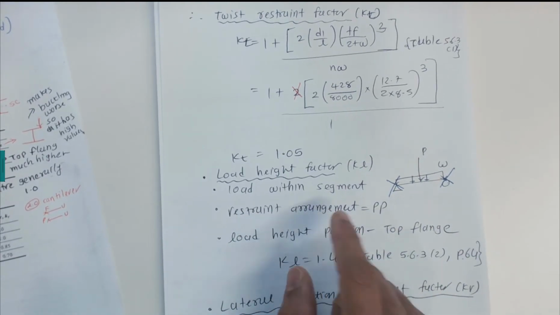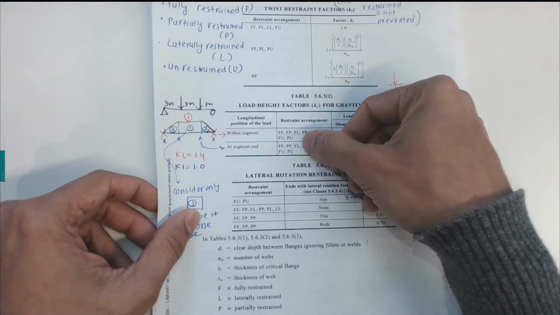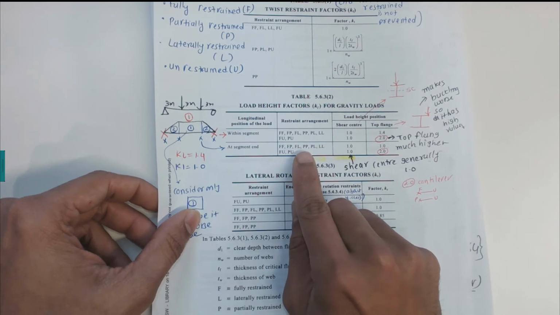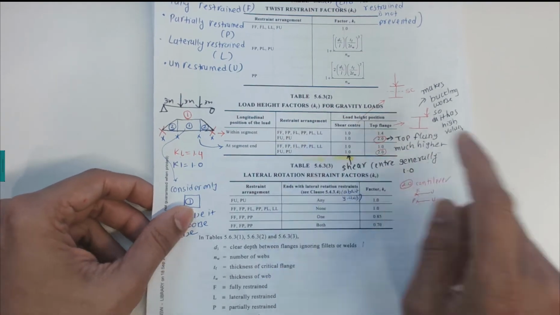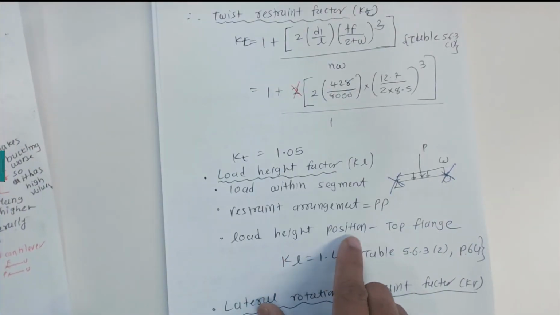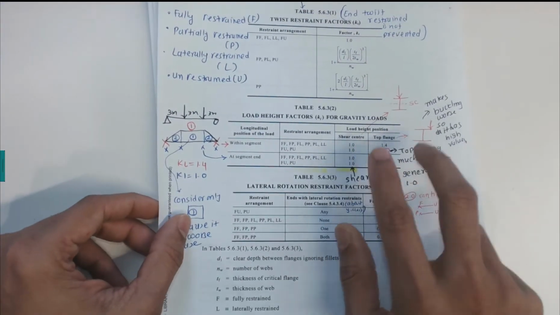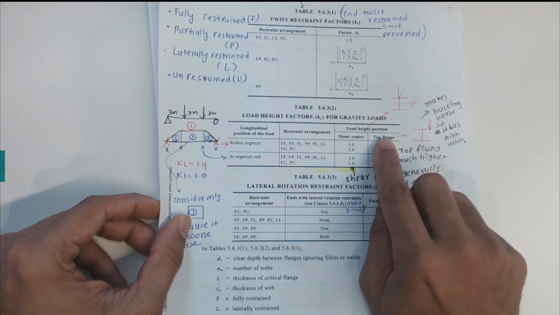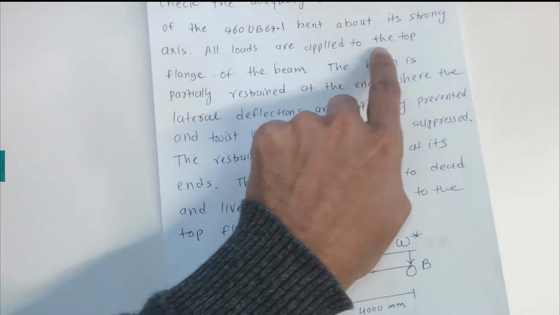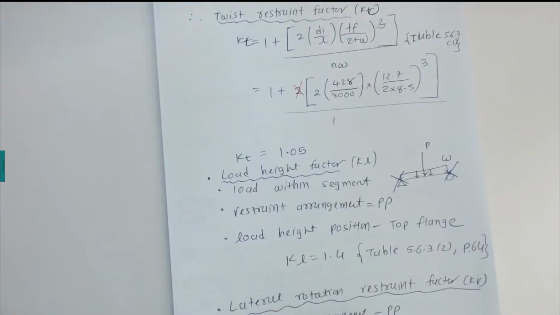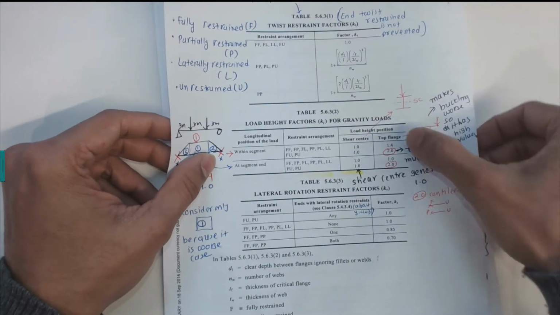Now the second column is the restraint arrangement. We have found the PP restraint arrangement, so we have this PP value here, in the first row. And then load height position: we have load height position either at the shear centre or top flange. I think in the question it says that all the loads are applied to the top flange, so therefore the classification is here, top flange.